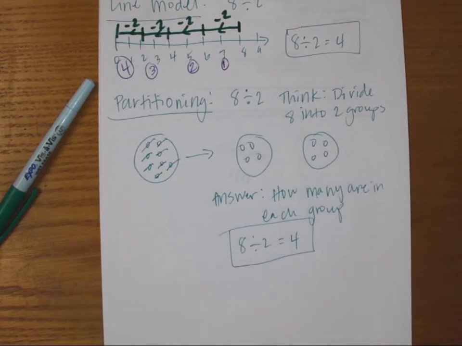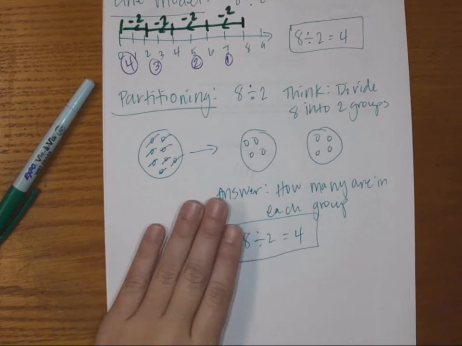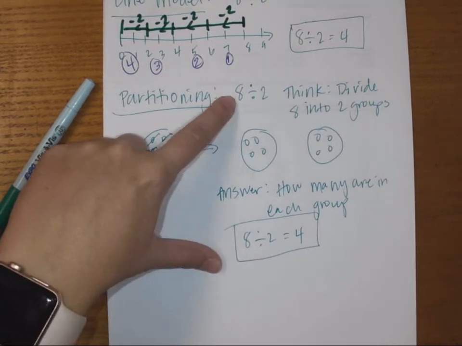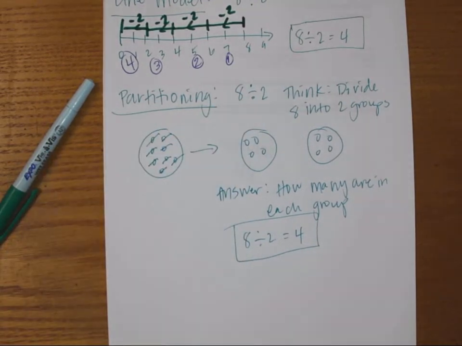Okay. So more than likely, this is probably how you think about division, is partitioning. I have 8 things, I put them into 2 groups. Or like I have 8 pieces of gum, I'm sharing it among 2 friends. How many pieces of gum does each friend get?